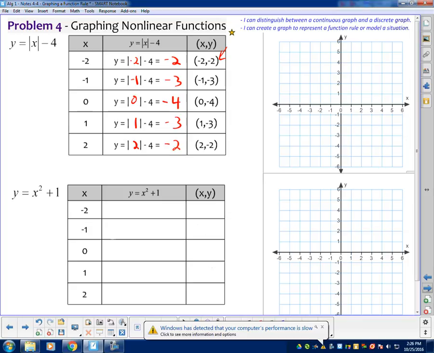And so there's the next one. It's 2, -2. And so I have my coordinates. And now I need to graph.